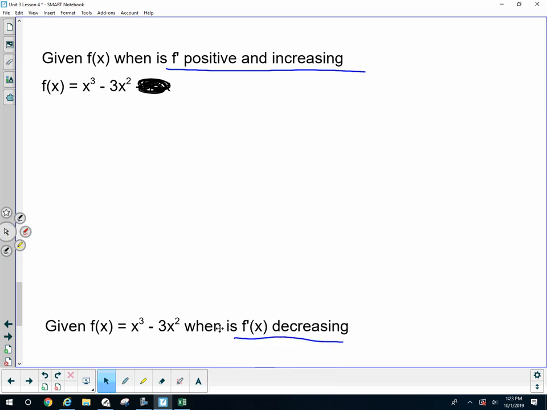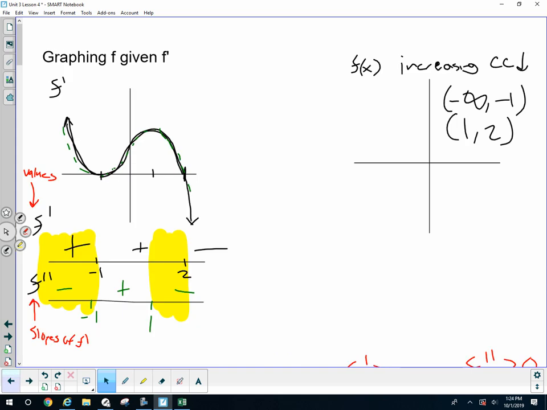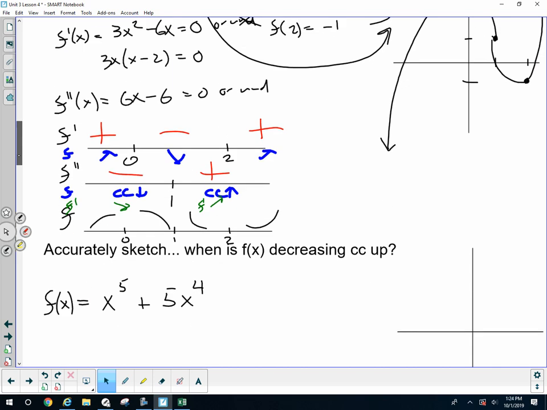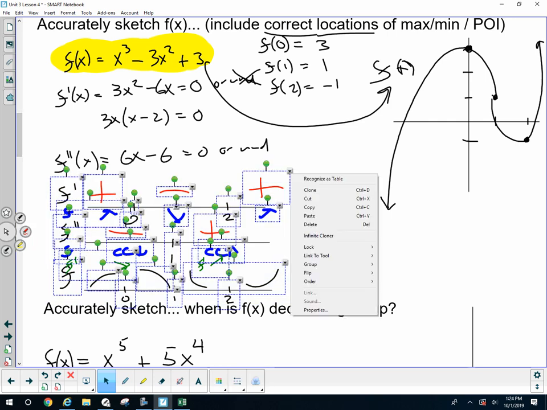When is f prime decreasing? When is f increasing at a decreasing rate? So this all turns into understanding of signs of the first and second derivative that you have to look at together, but more of like, do you understand what you should look for when you're asked this question? Now we could go back and take our first derivative and second derivative sign analysis, because the derivative of x cubed minus 3x squared plus 3 gives us the same thing. So I'm going to go ahead and take this, and we're going to throw it over to those problems.